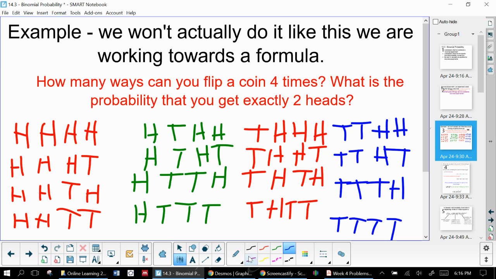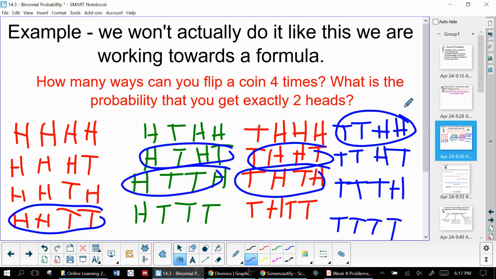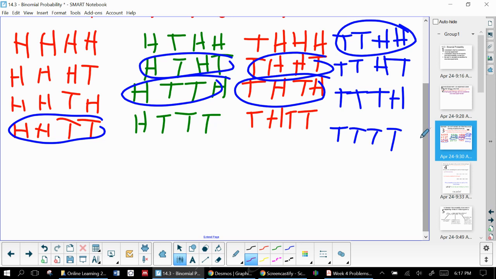You can see just getting all 16 of them listed out is by far the more difficult part. So if we wanted to answer this question now, what's the probability of getting exactly 2 heads? We could just go through and count. There's one with 2 heads. There's one with 2 heads. There's one with 2 heads. There's one with 2 heads. There's one with 2 heads. And there's one with 2 heads. So that is a total of 6 out of our 16, or 3 out of 8. And that was a pain to figure out.